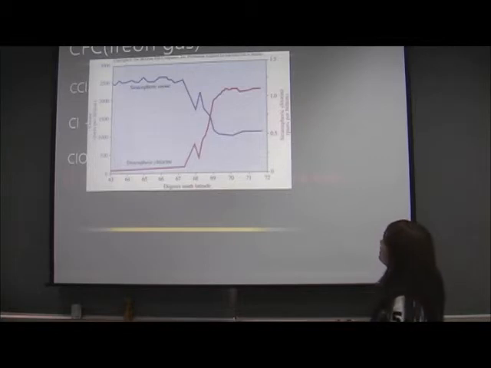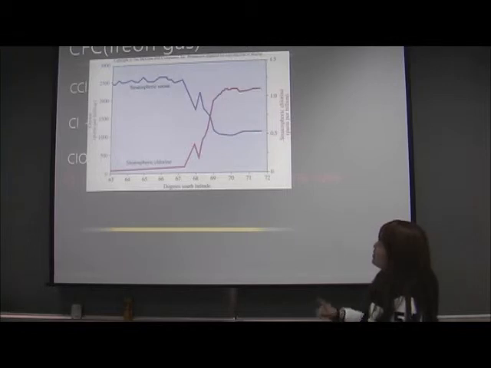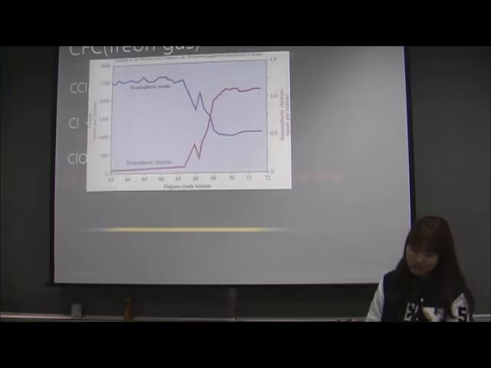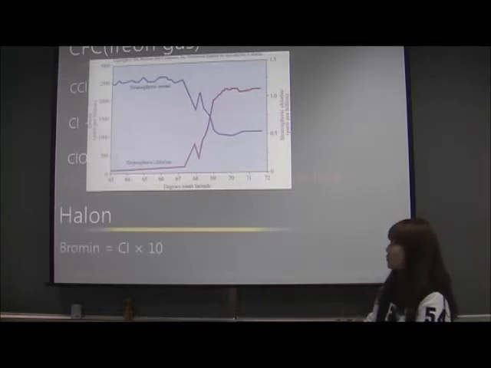This graph shows that the red line indicates the amount of chlorine, and the blue line indicates the amount of ozone. You can see that the amount of chlorine is inversely proportional to that of ozone. And another newly found cause is halon. It plays an active role as a great fire extinguishing chemical. However, the bromine in halon is 10 times more destructive to ozone, so halon has recently been regulated.